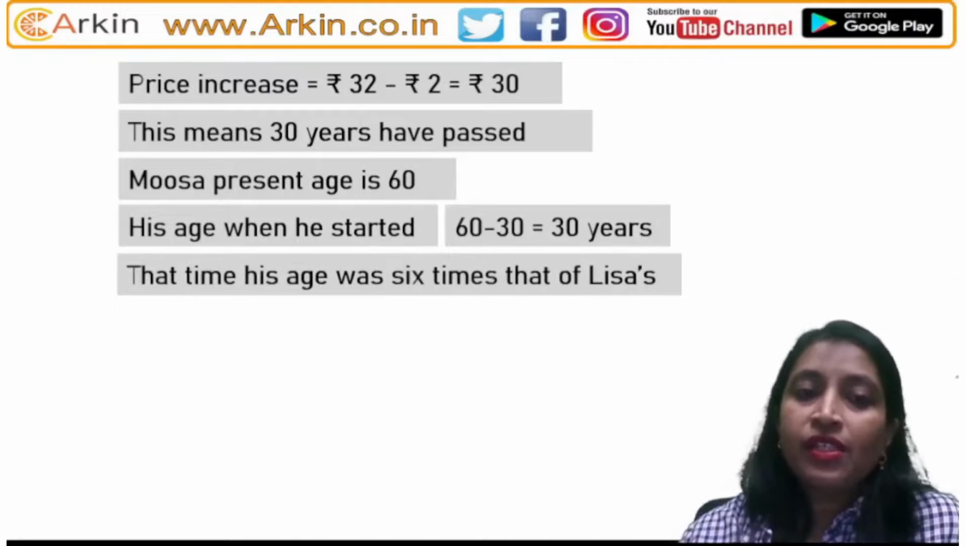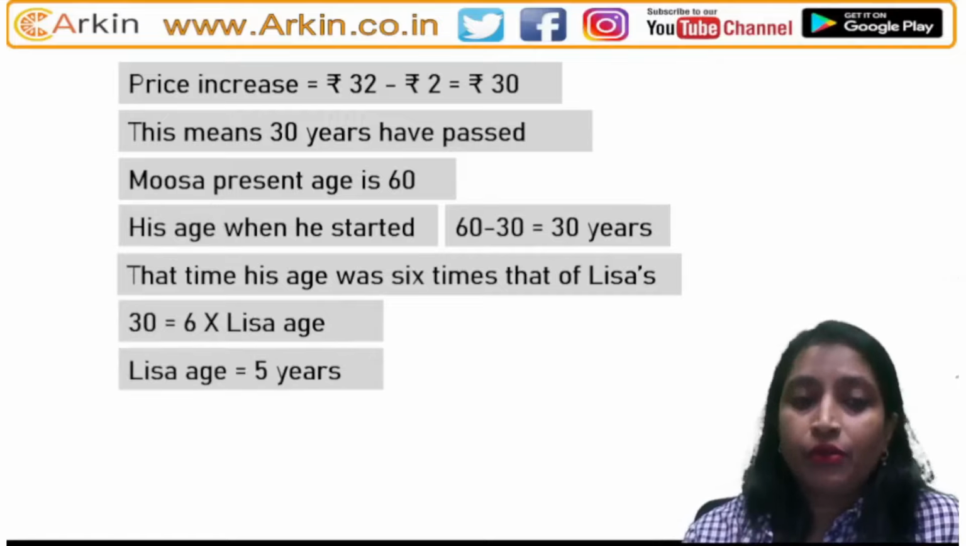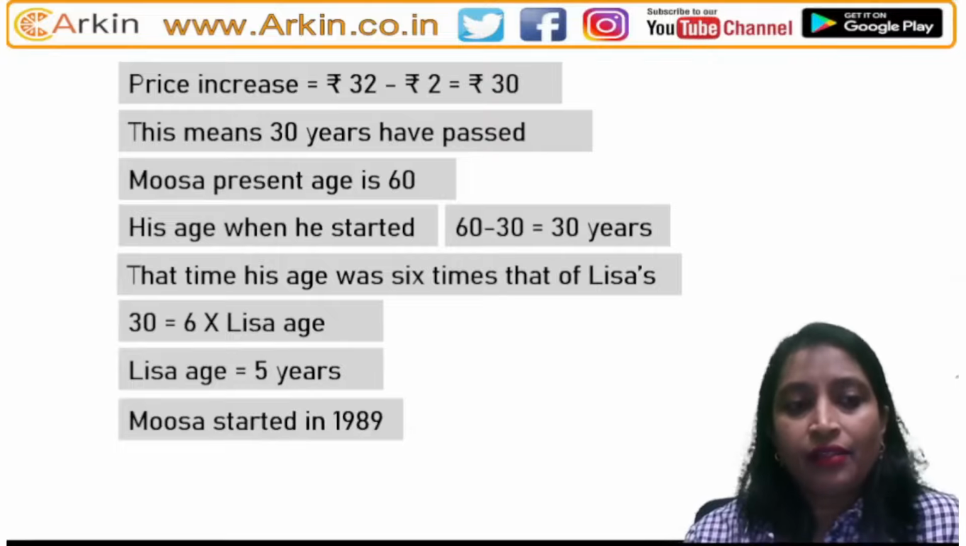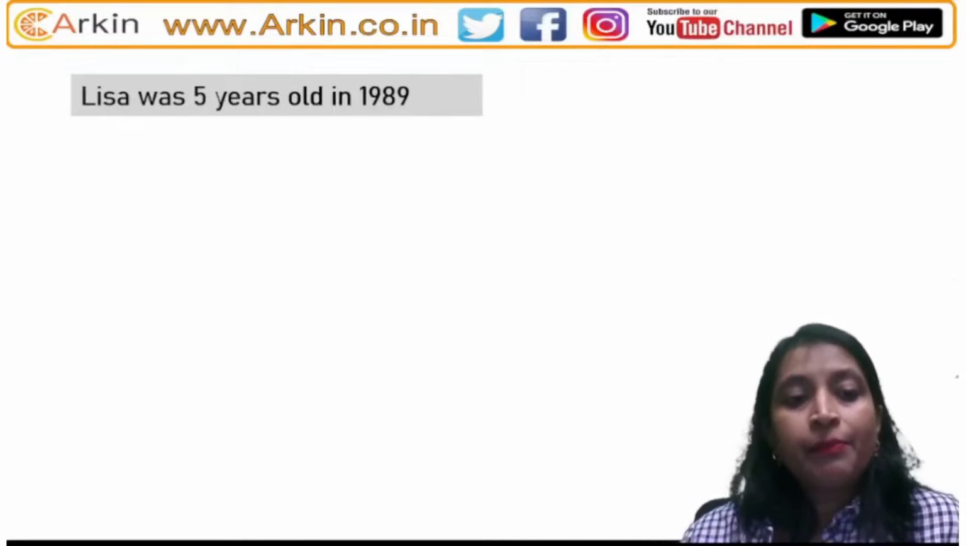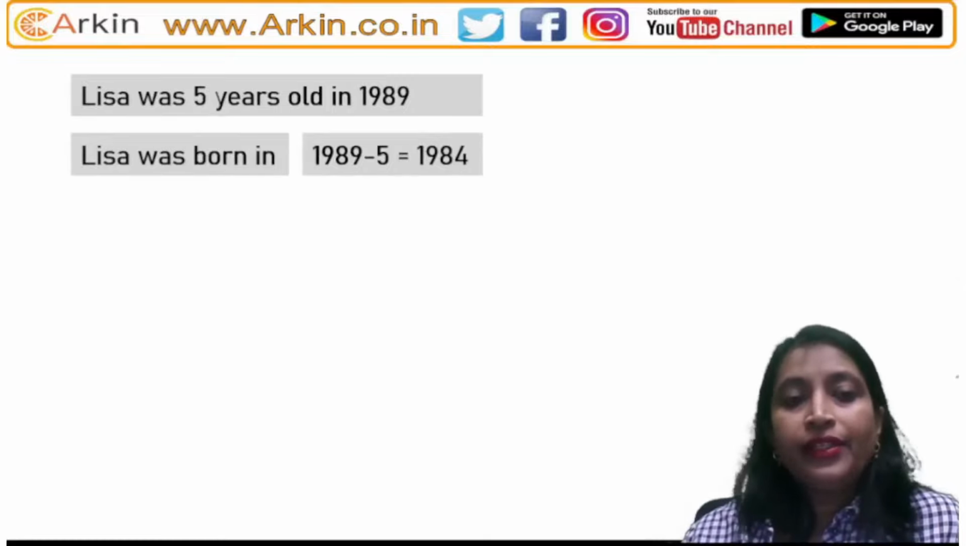That time his age was 6 times that of Lisa's. So 30 is equal to 6 into Lisa's age. That means Lisa was 5 years old that time. And on the board it is given that that year was 1989. So Lisa was 5 years old in 1989, that means Lisa was born in 1984.